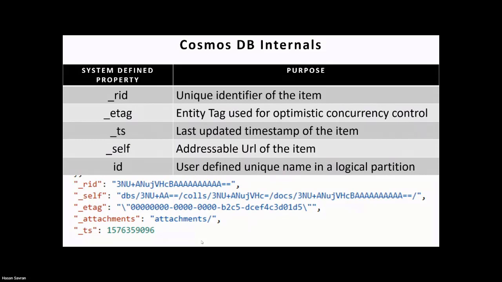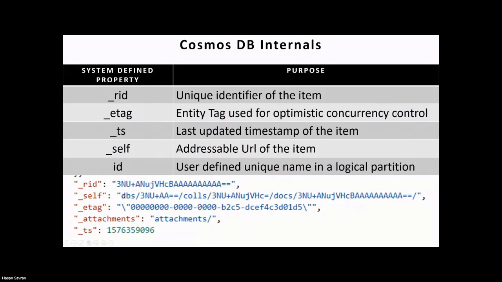ETag is usually used for optimistic concurrency control, which I'm going to cover in my next slide, so I'm going to pass on that for now. Under _ts is the timestamp, and every time something gets updated, the timestamp changes. And _self is the addressable URL, especially if you are using the REST API to connect to Cosmos DB.